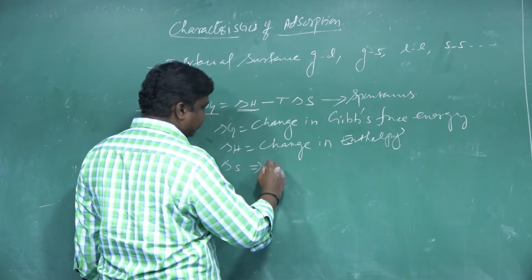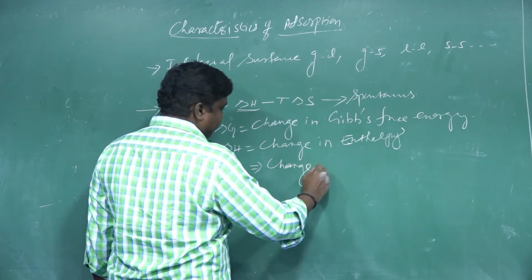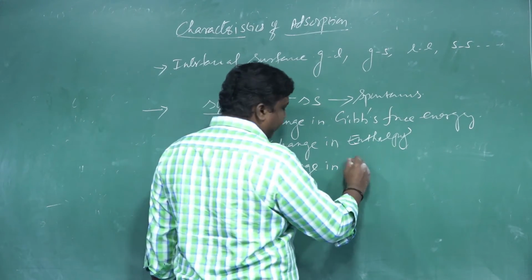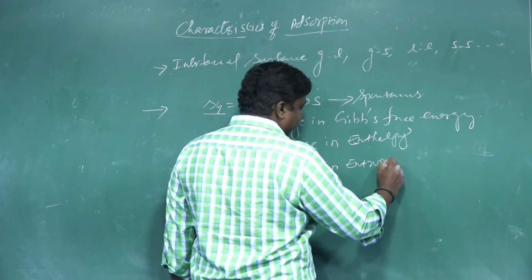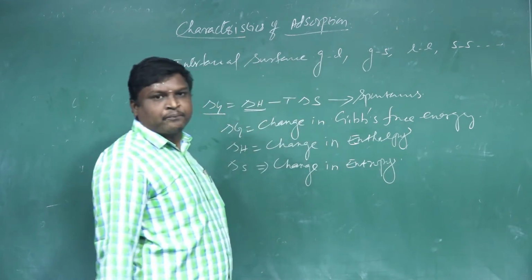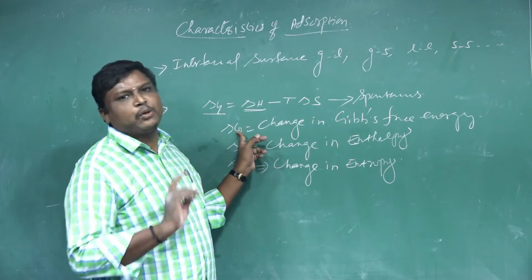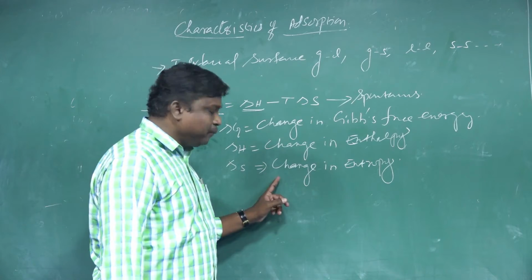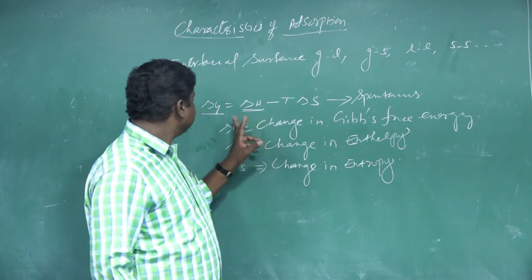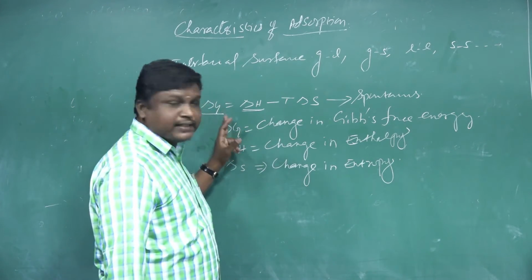Del S, change in entropy. What are the conditions for spontaneity? Del G value becomes negative. Del G value decreases. Del G, change in Gibbs energy, decreases.